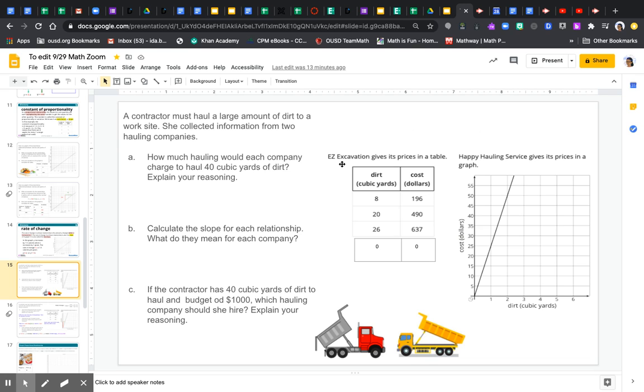For this question, we're going to be looking at graphs and tables. We're going to be writing equations, and we're going to be thinking about the different representations.